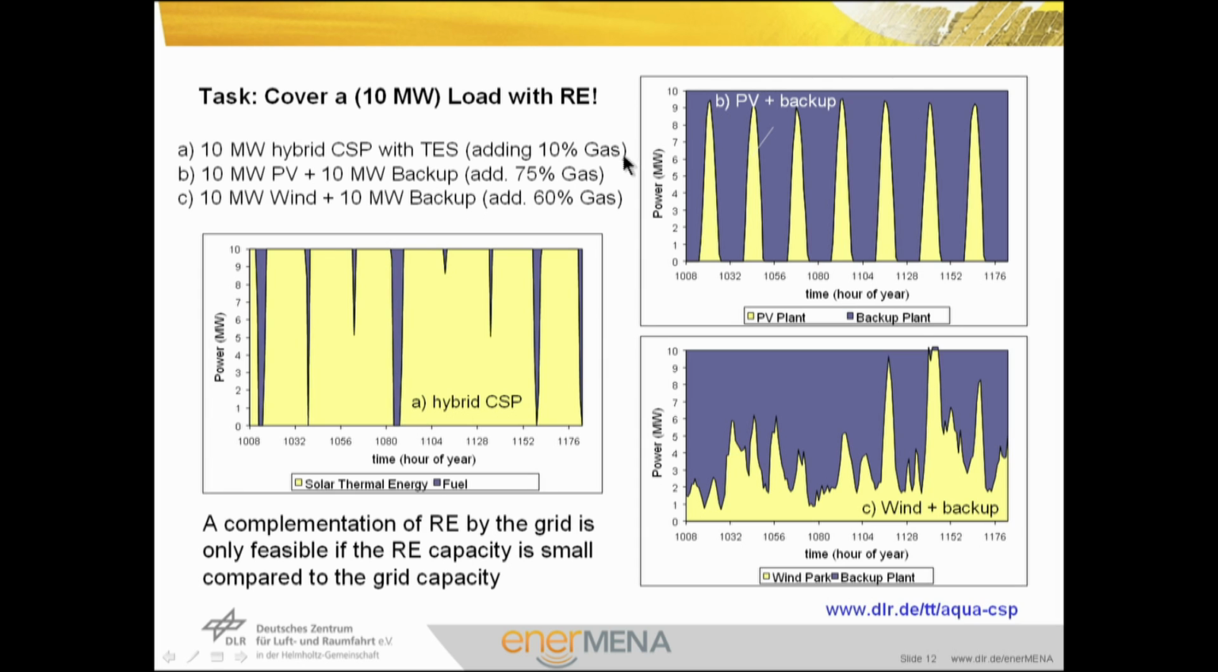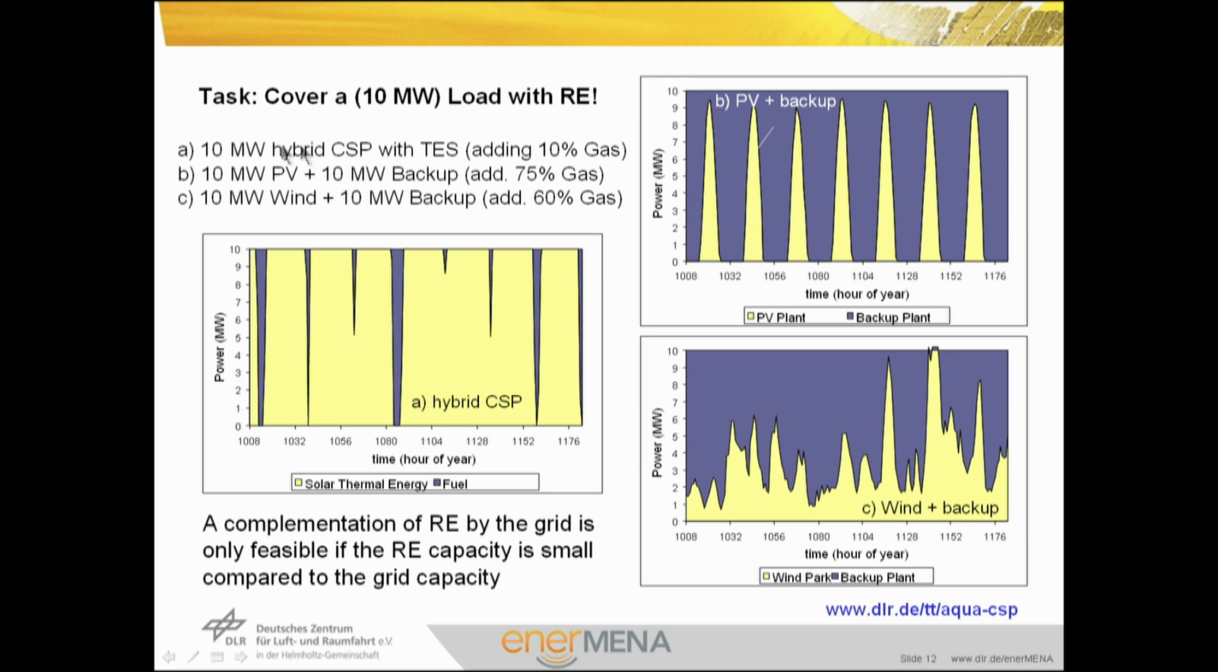Another very important aspect is the coverage of load during the whole year and over the time. For example, if we have a task to cover, let's say, about 10 megawatt capacity with a constant load with renewable energy, we have three options. We could install a concentrating solar power plant in hybrid mode. That means it can operate with solar energy or with fossil fuel. And we will also install a thermal energy storage as described before.